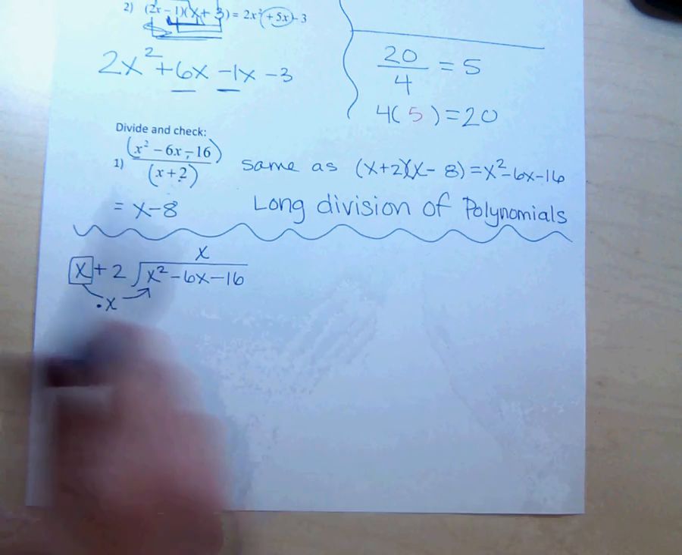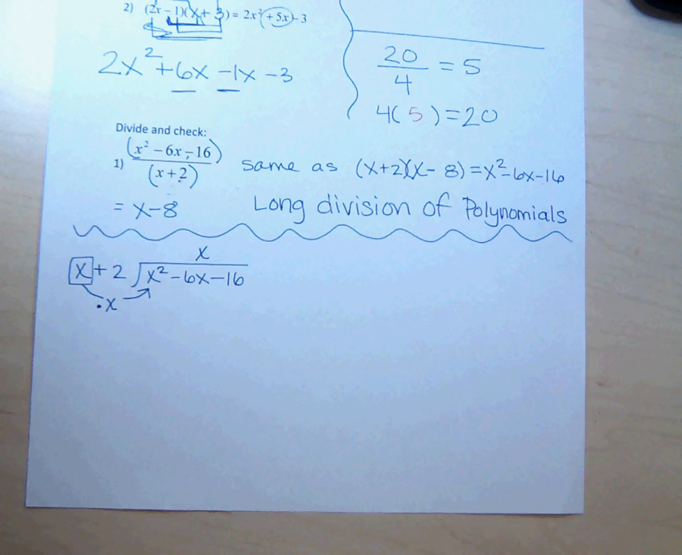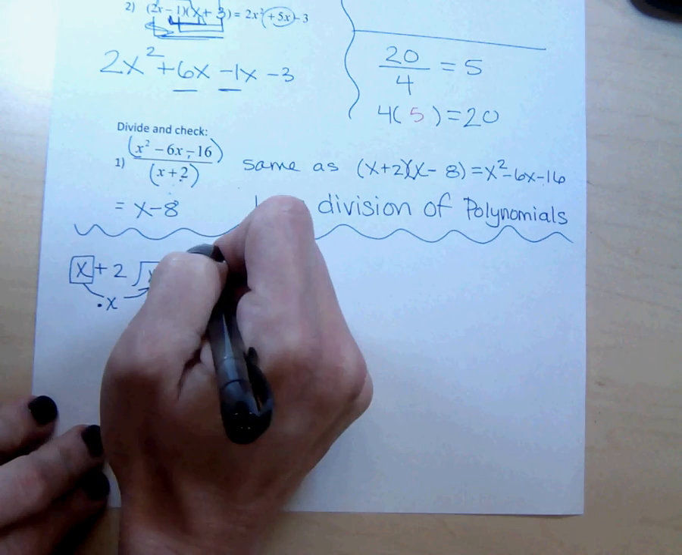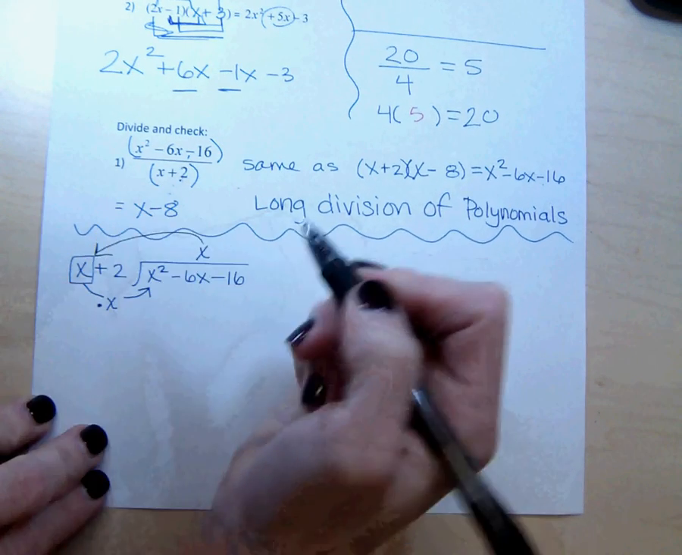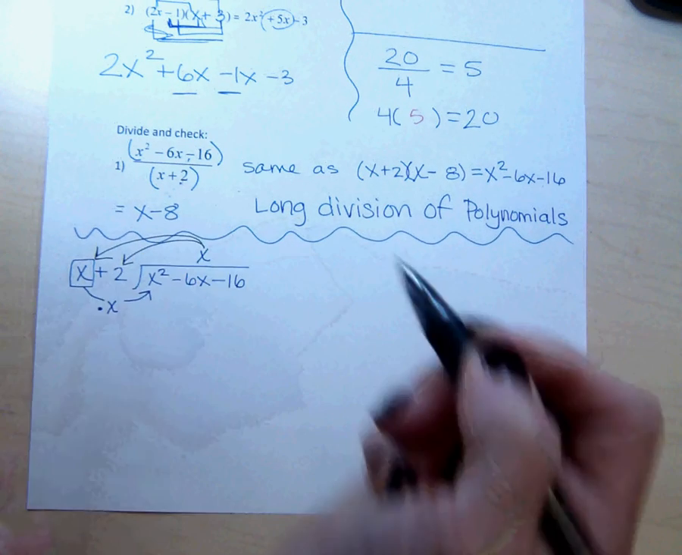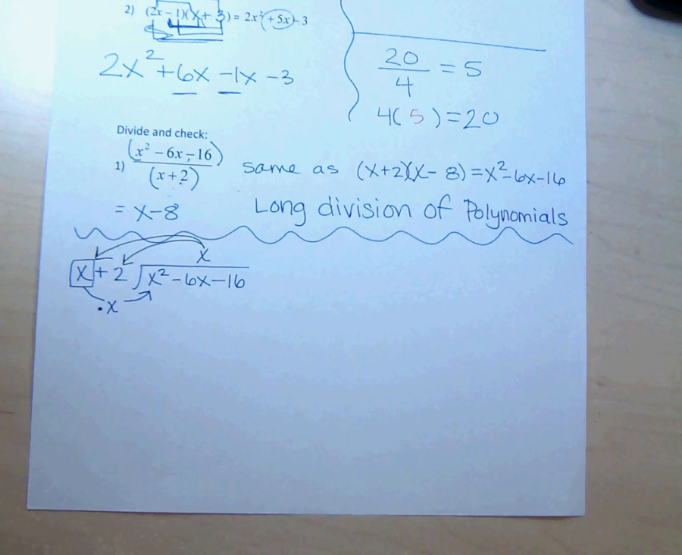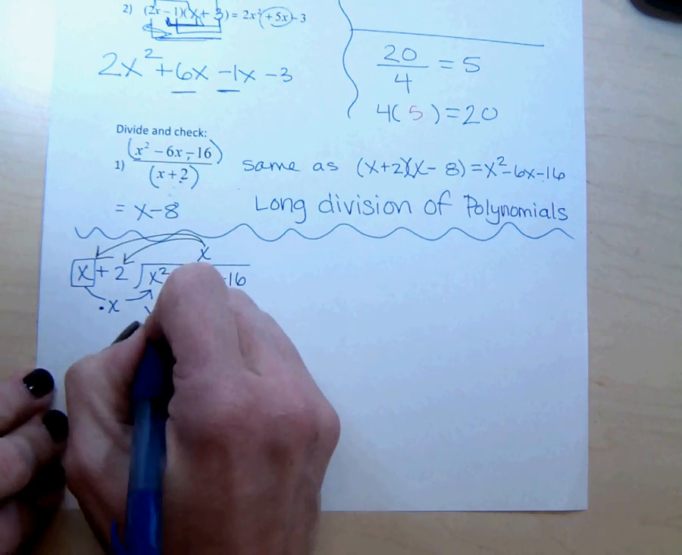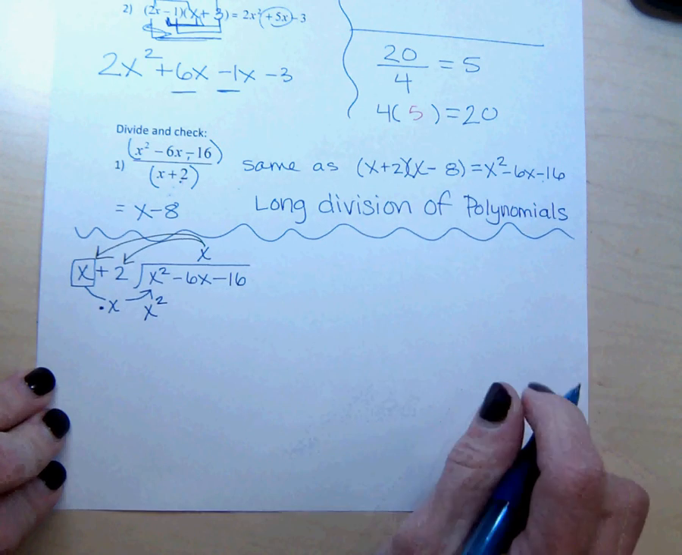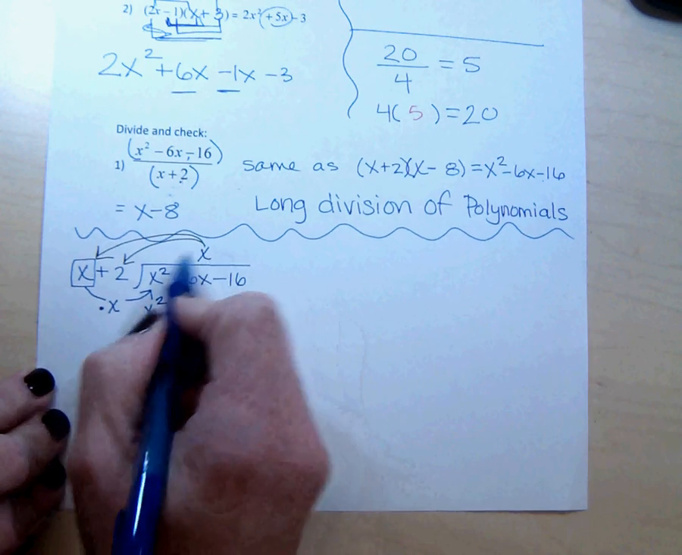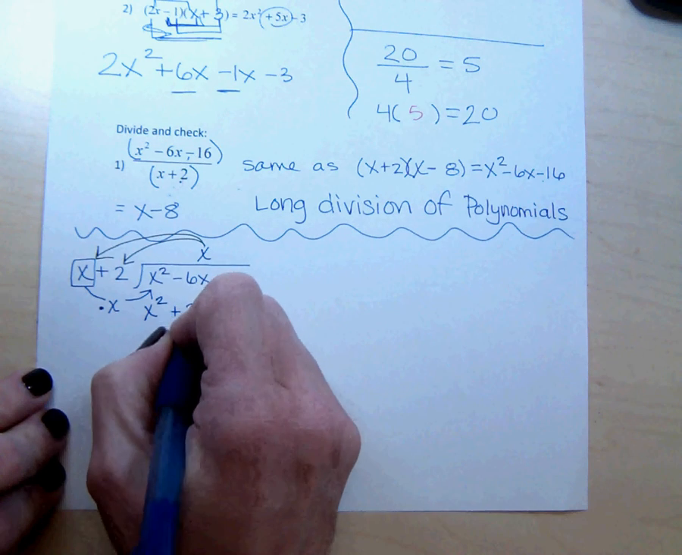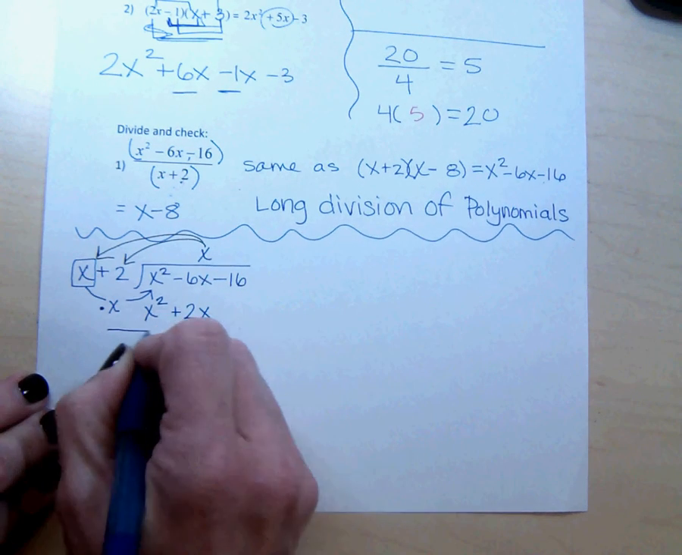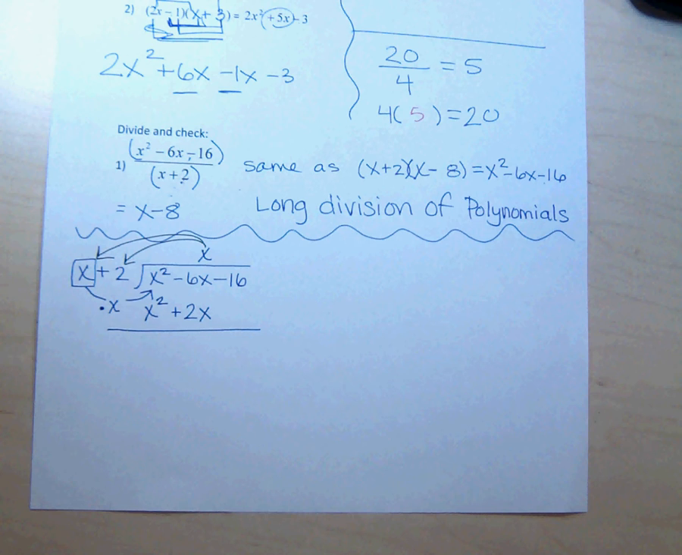Now, just like long division, I'm going to come back, take my x, and multiply it by both terms of the binomial. So x times x gives me x squared. So I line it up under the x squared term. And x times positive 2 gives me a plus 2x. And then I subtract.